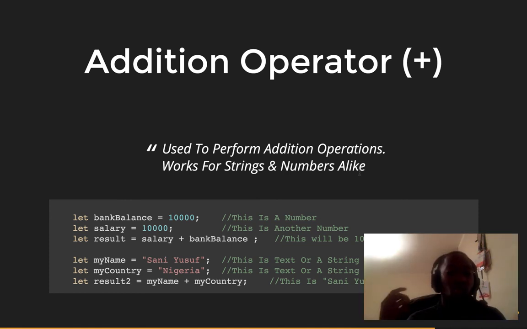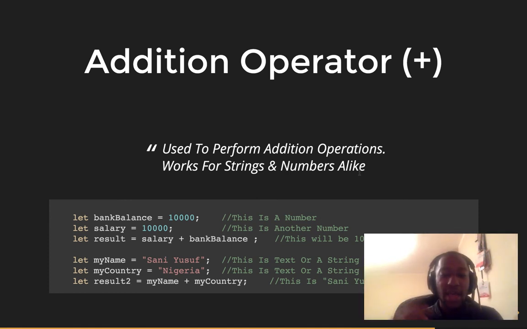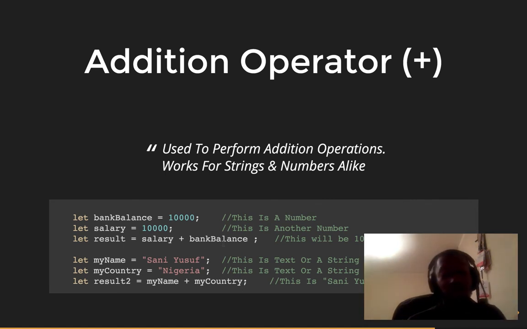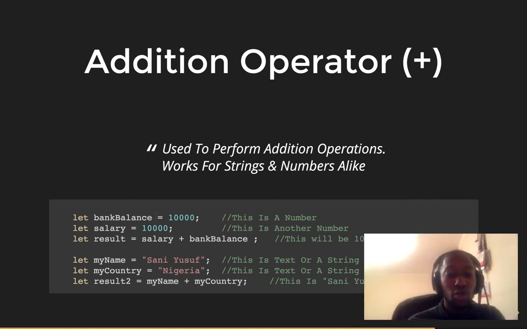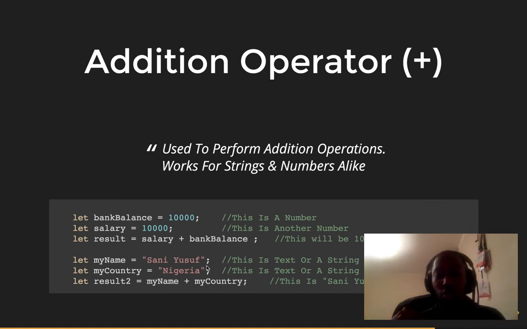Now, some of you might be asking, what happens when we add a string and a number? Now, I would advise you to actually go ahead and Google that. What happens when you do 1000 plus Sani Yusuf as a string? Because this is a number and this is a string. JavaScript is very funny how it handles that. And I would say, why don't you go ahead and actually check that.